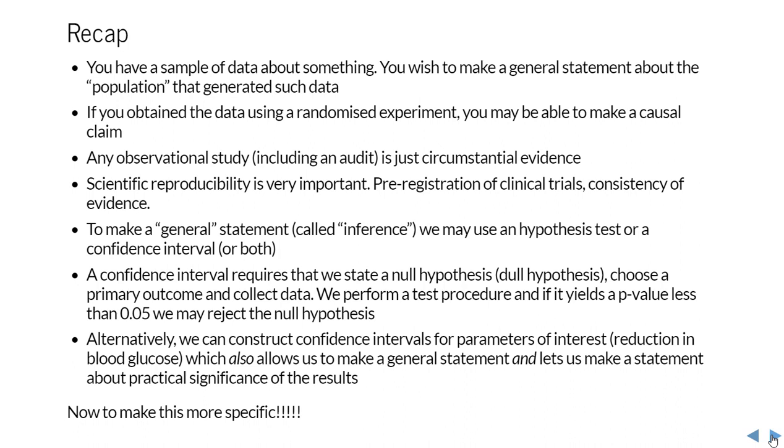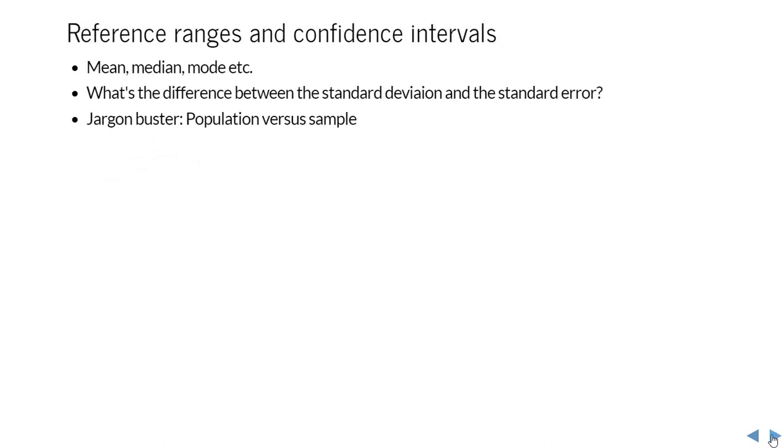Here, we're going to look at a specific example around confidence intervals. And for inference purposes, confidence intervals for parameters of interest, such as what is the population mean reduction in blood glucose, that's what lets you make a statement both about the statistical significance of the results, but also, the added value you get from confidence intervals is you can make a statement about the practical significance of the results.